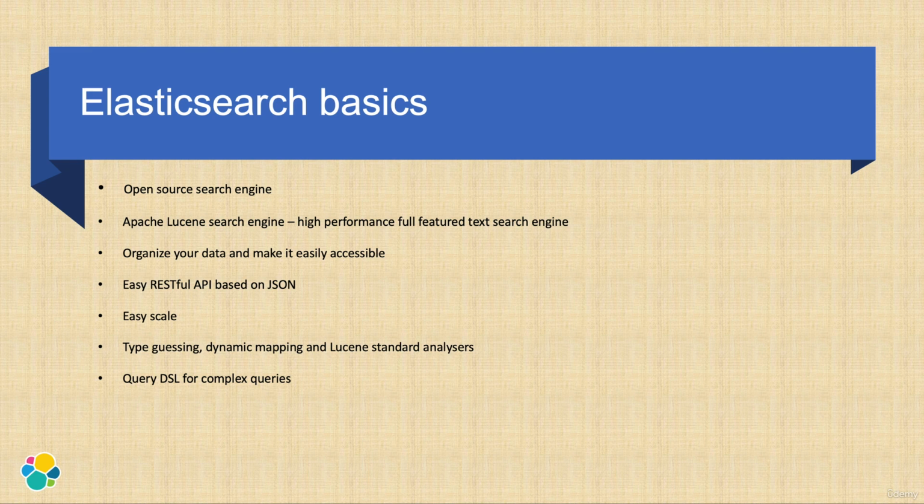Elasticsearch has built-in type guessing and dynamic mapping capabilities, which will understand the type of a field even though it's not explicitly defined. And it has Lucene analyzers which you can choose according to your needs. It has a very nice query DSL for writing complex queries. We will run some example queries in the coming lectures to see how this DSL works.